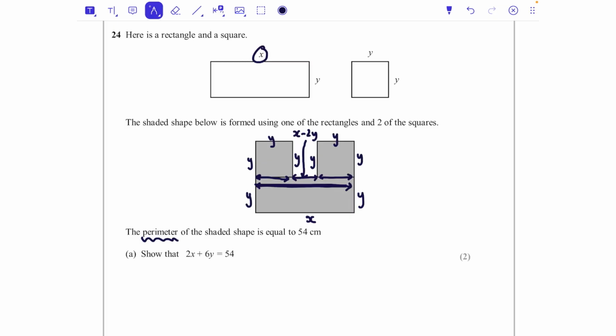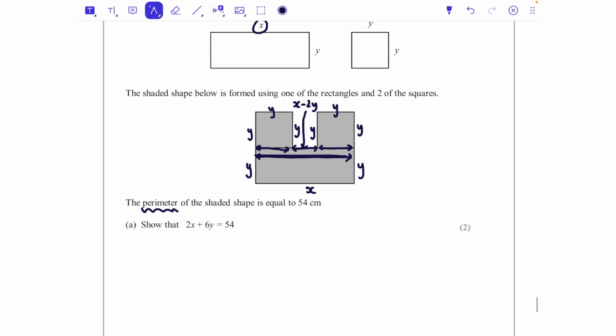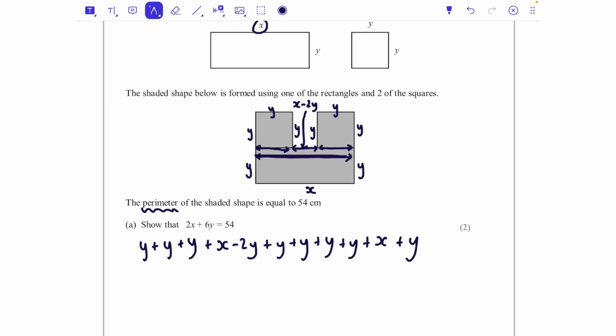Okay. So then in total, I can say that the perimeter of this shape is y add y add y, add x minus 2y, add y, add y, add y, add y, add x, add y. And that's got me all the way around the outside of this shape by adding together all those different parts. Now that equals 54 because they told us in the question that the perimeter is equal to 54.